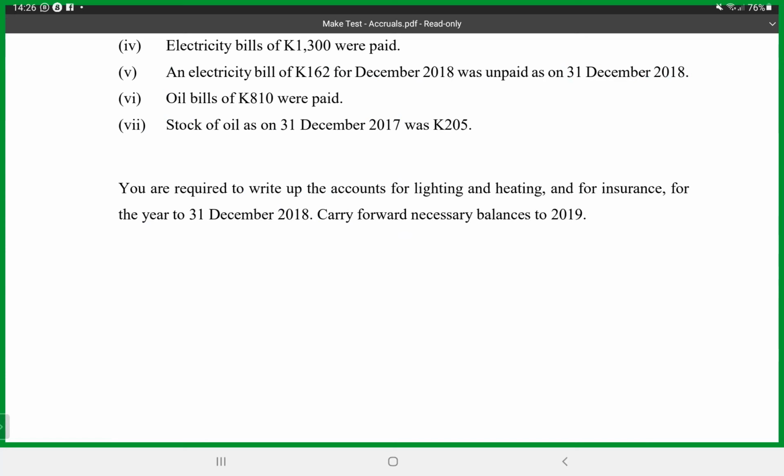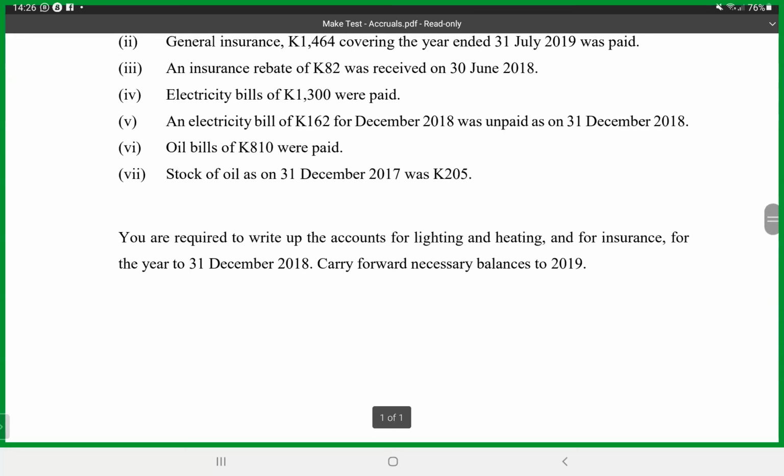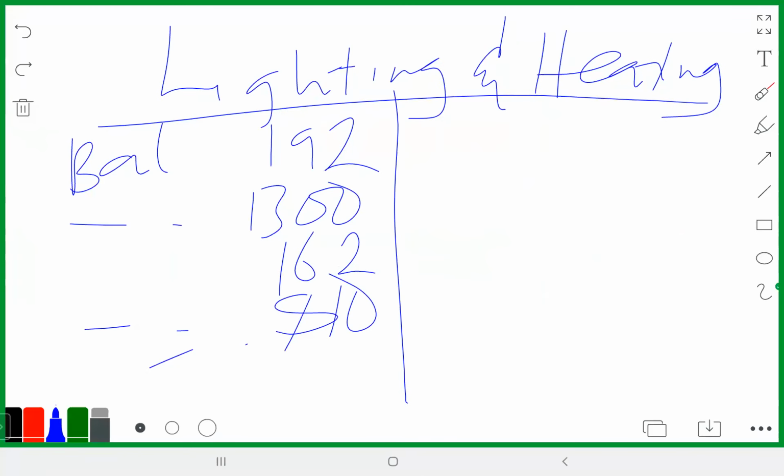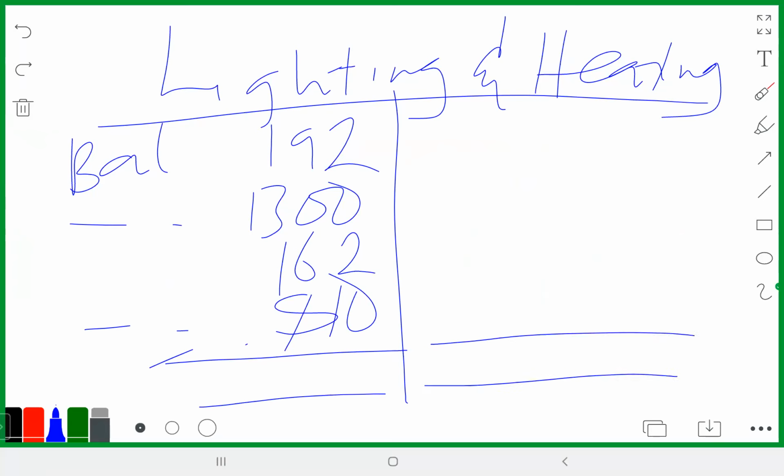You've seen this was a stock of oil on 31st December 2017, like when it started. So it has nothing to do with the transactions that we are doing. Okay. And so you balance up the account. You total up both sides. You can total up the debit side since you just have the debit side. What is the total amount?